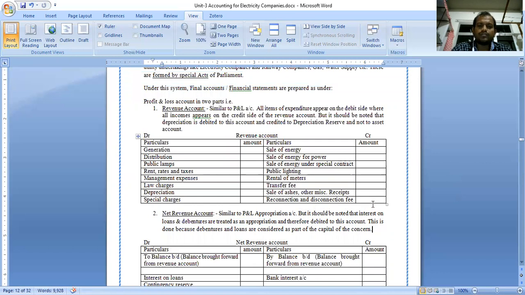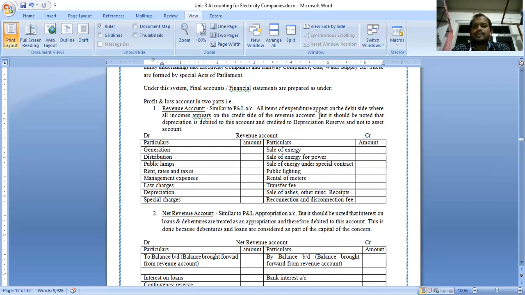One more thing we have to know about is the depreciation reserve. Generally we charge the depreciation in the profit and loss account and we deduct it from the asset value. But here in the double account system, we prepare the balance sheet in two parts. The first one is the capital account and the second one is the general balance sheet.